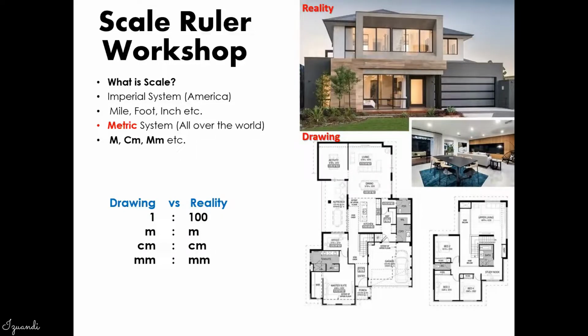Okay, before that, you need to know what the scale is all about. We are now using a metric scale, which is used all over the world, for example in meters, centimeters, and millimeters. But in America, they use the imperial system, which is miles, feet, inches, and so on. Previously we also used that, but now we have converted to the metric scale, which is easy for us to read.